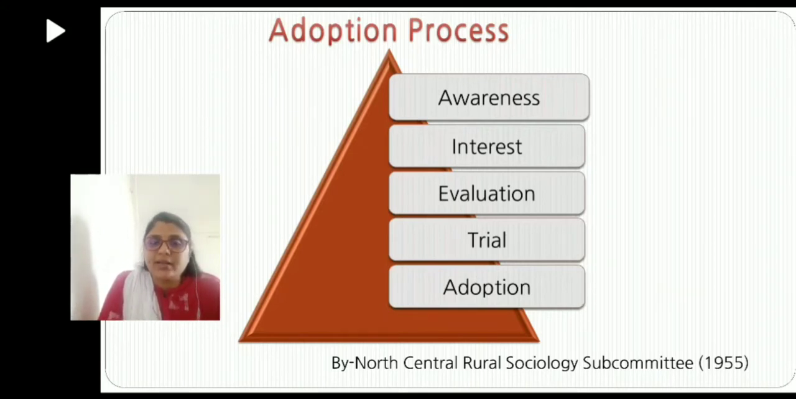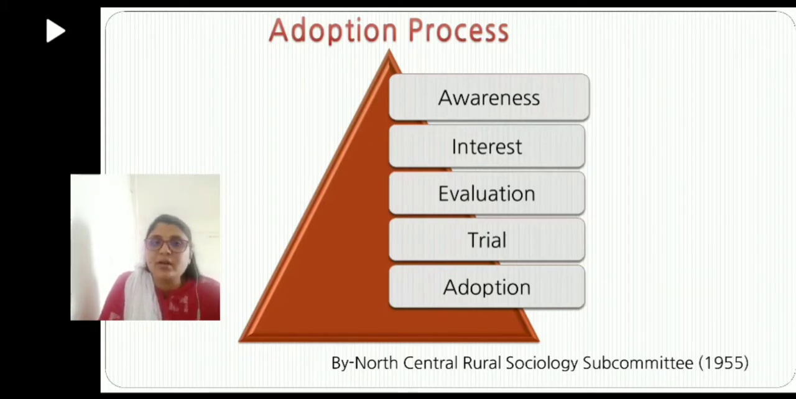After the trial, if the innovation is better or has more advantage than the old one, they take the decision for adoption. So adoption is what? To reject or to adopt that particular innovation. Okay, if they get satisfactory results from the innovation, they go with adoption. If the results are unsatisfactory, they go with rejection. So this is about the adoption process: awareness, interest, evaluation, trial and adoption.